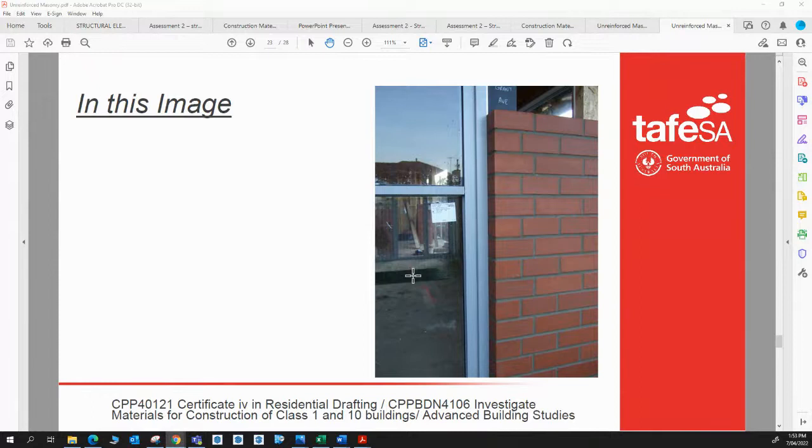Okay. In this image, we've got pointed brickwork. So that's brickwork that has been laid and then that mortar troweled off and then finished with a pointing tool to compress that surface and also dress it up.